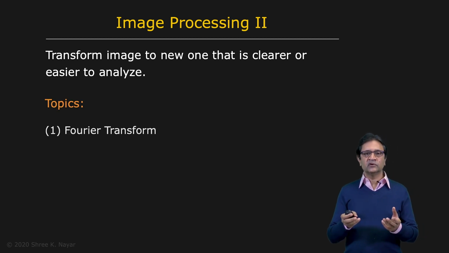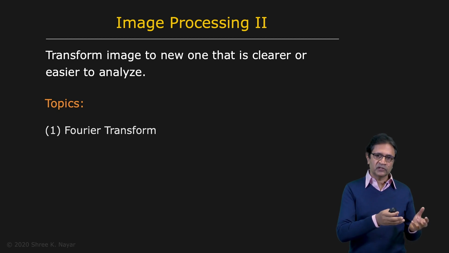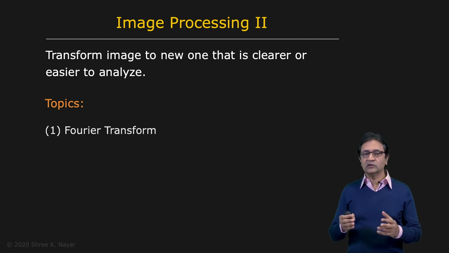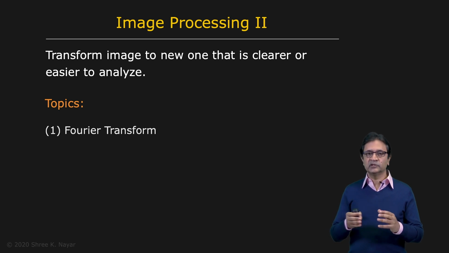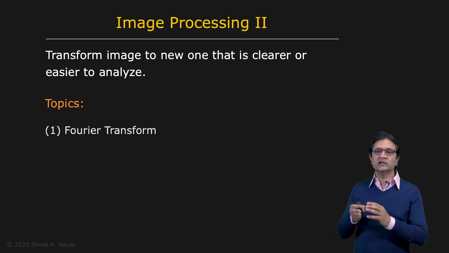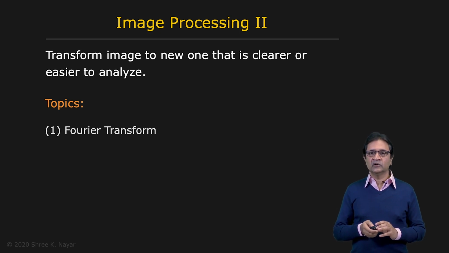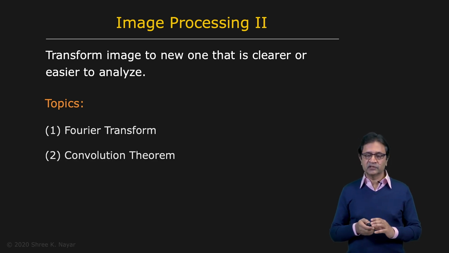The Fourier transform allows you to go from what's called spatial domain to frequency domain. And it turns out that a lot of tools, a lot of methods in image processing are easier to analyze in frequency domain. Then we'll talk about convolution, which we discussed in the previous lecture.